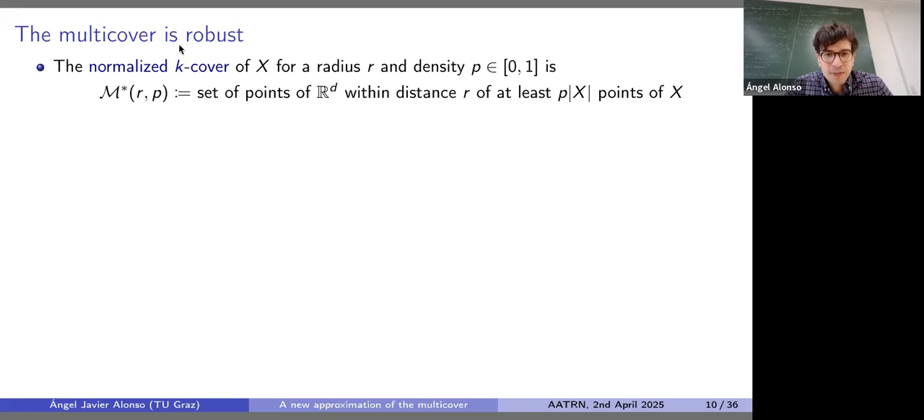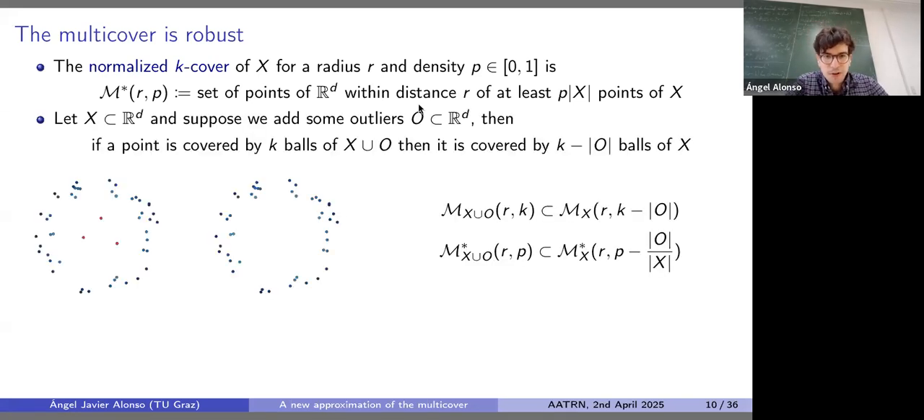So let me tell you a bit more about why it is robust, in which specific sense. First, I'm going to normalize the k-cover. So now the parameter is going to be the radius r and also some density parameter p instead of k, and p goes from 0 to 1. Then the normalized multicover for the parameters r and p is going to be the set of points of R^d within distance r of at least p times the number of points of X. So p means a point is here if it is covered by at least some percentage of the balls around points of X.